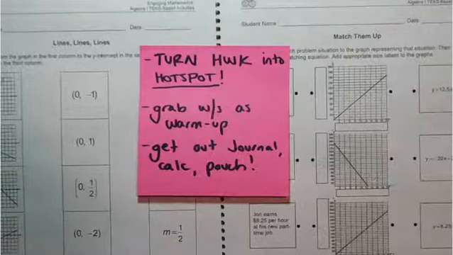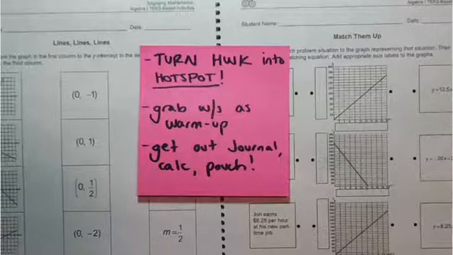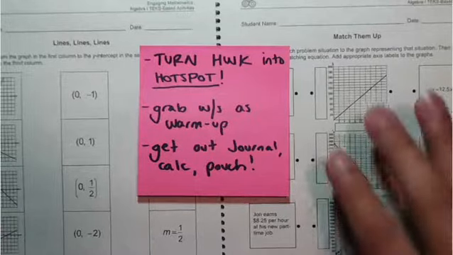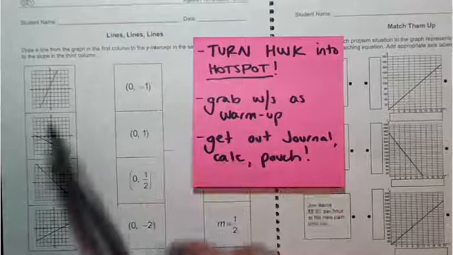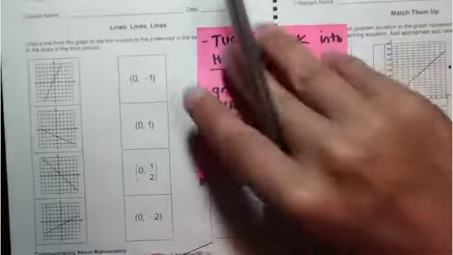Alright, you should have turned your homework in the hotspot. That should already be graded quickly together as a class, and you should be close to being finished with this warm-up. This first one on the left, it says lines, lines, lines. You are matching the graph with the y-intercept with the slope, so just draw a line.